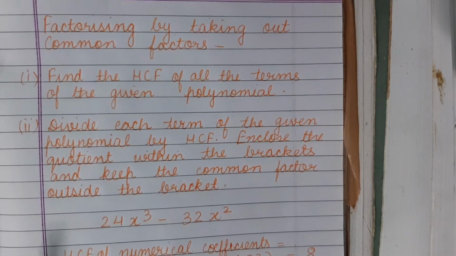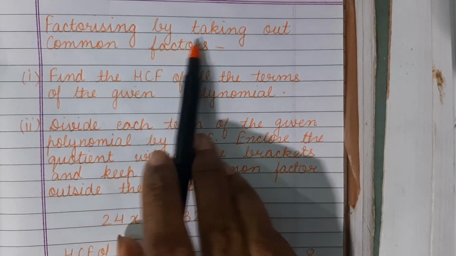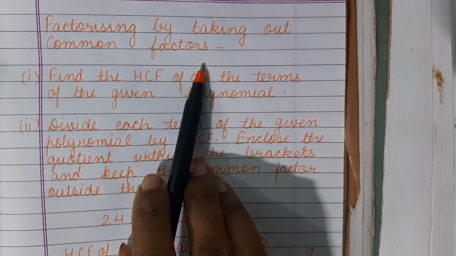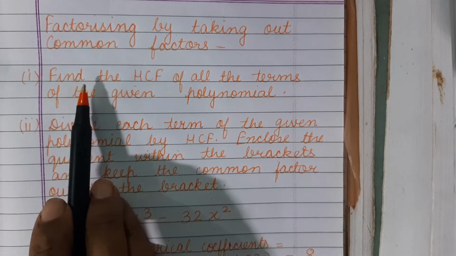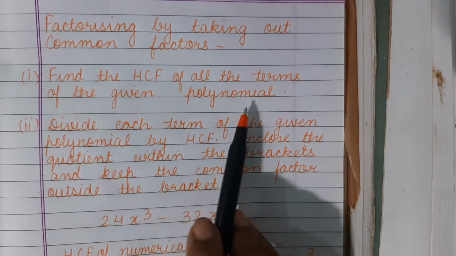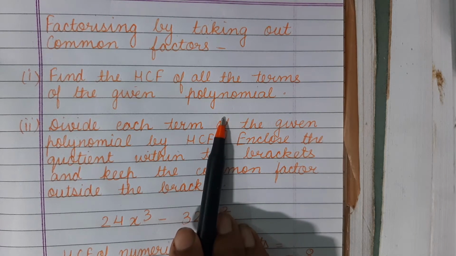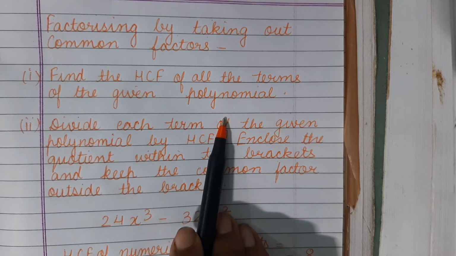Now, there is one method of taking out factors: factorizing by taking out common factors. The first step is to find the HCF of all the terms of the given polynomial. We can take out the HCF of the numerical coefficients and also the HCF of the literals. Therefore, we will take out the common factor.